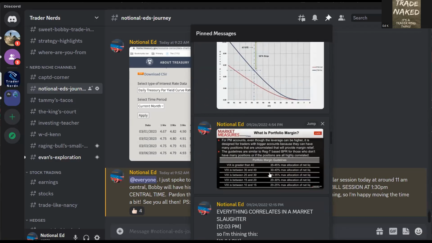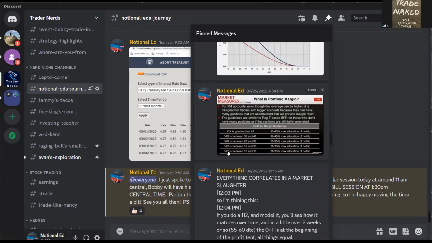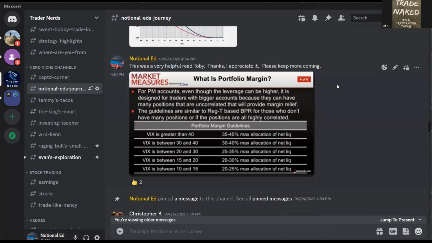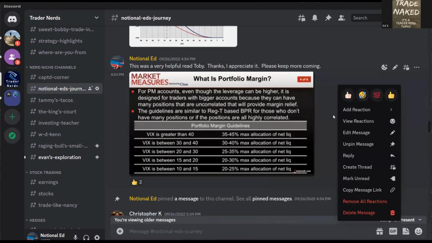Here's some other things. Here's a handy thing. This shows based on the VIX being at certain levels, this is the buying power that you should use. Let me see if I can cut and paste this in here.